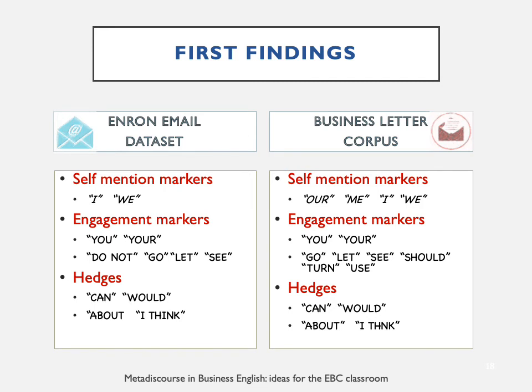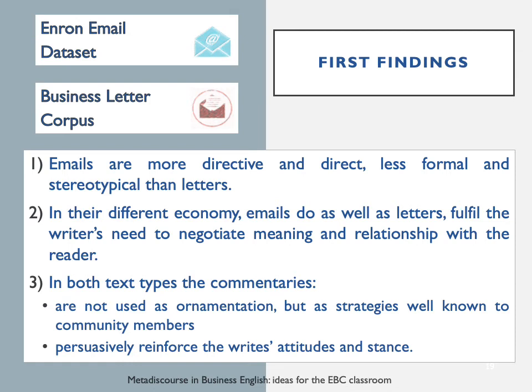Making a recap of the first findings I have presented here, which are provisional results of my research, I can say that they already partially answer my questions as expected. The occurrences of self-mention markers, engagement markers, and hedges in the business letter corpus greatly outnumber those in the Enron email dataset, also in terms of choice of devices. Emails seem to be more directive and direct, less formal and stereotypical than letters, where the writer uses more meta-discourse features to engage the reader in the interactional exchange.